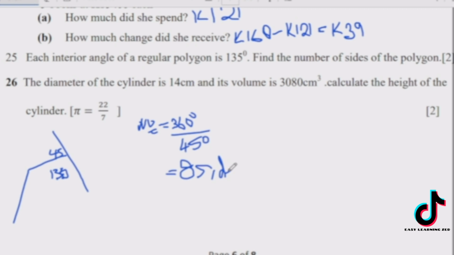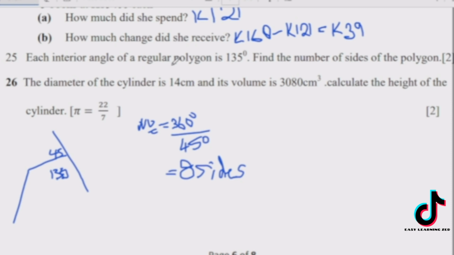It has 8 sides, unless you have not understood. But if you have understood, that's fine. If you haven't understood this question, the way I've solved it, you can ask in the comment section. So basically we're saying 8 sides is the number of sides of this regular polygon, which has interior angles equal to 135 degrees.